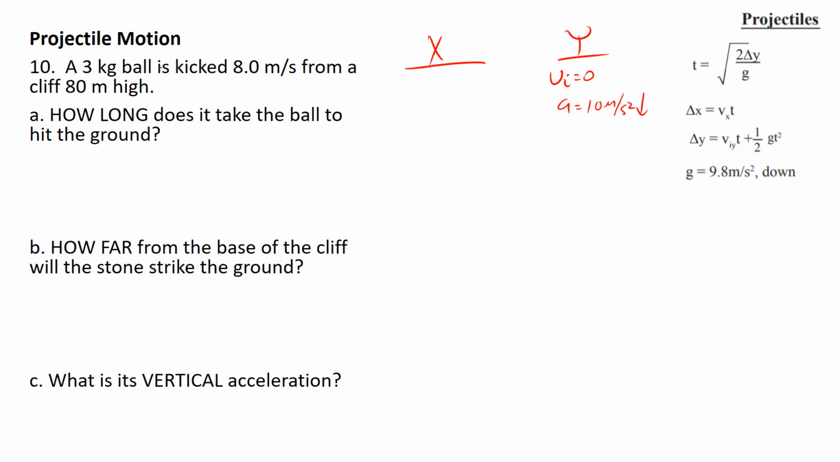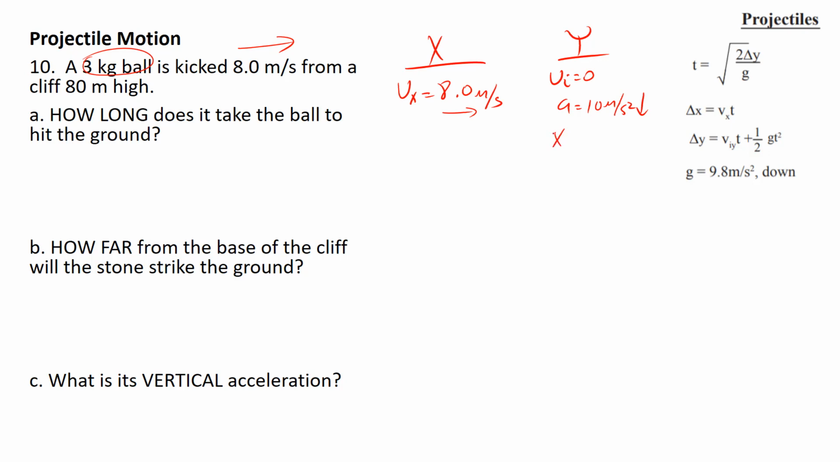Okay, so we have a 3 kilogram ball, and mass doesn't matter. It's kicked at 8 meters per second from a cliff 80 meters high. So it's going to be kicked horizontally. It should say horizontal, but it doesn't. Vx equals 8.0 meters per second. So it's going to be going that way. And the cliff is going to be x.